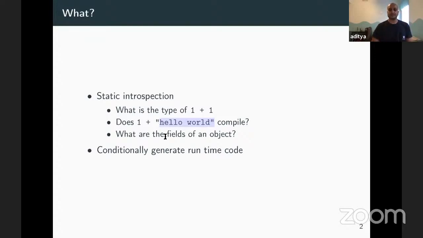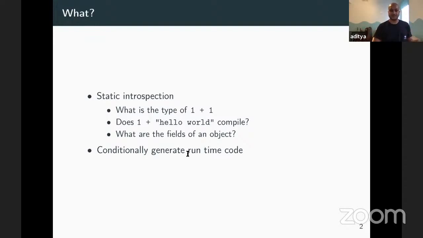You can ask things like, what are the fields of an object? What are the keys and the types inside of this record, right? And conditionally generate some runtime code based on the answers to those questions. So as a broad overview, that's what static introspection is.